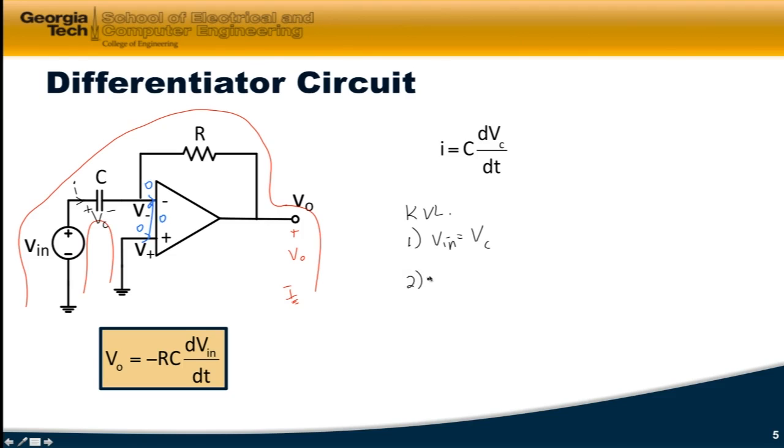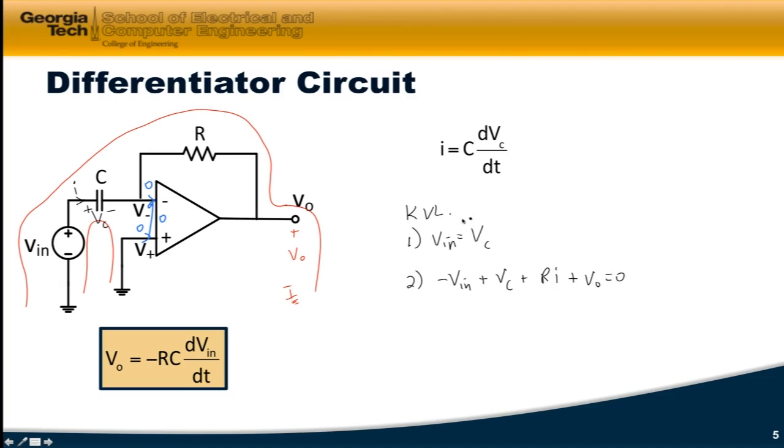Now my second KVL is around this outer loop right here, and writing that I get minus Vn plus V sub C plus R times I, because all the current going through that capacitor must go in this direction since the current is zero in this little branch there, plus V0 is equal to 0.